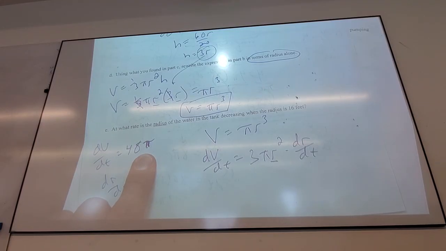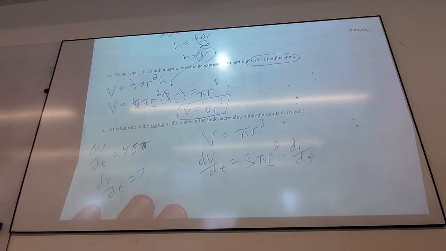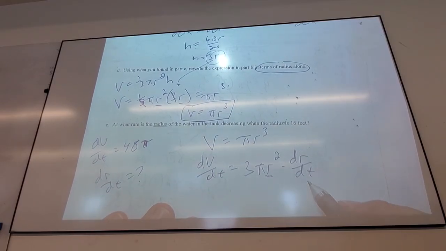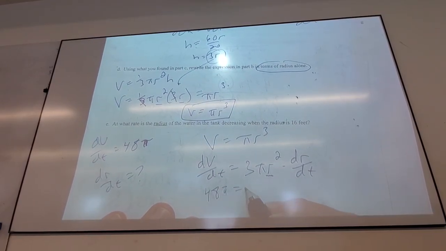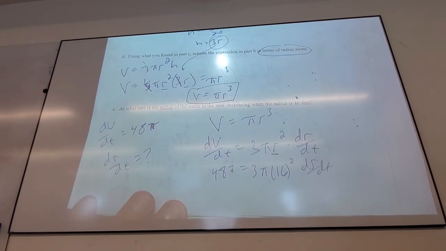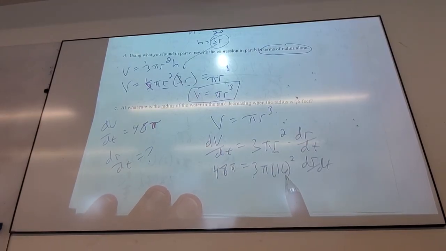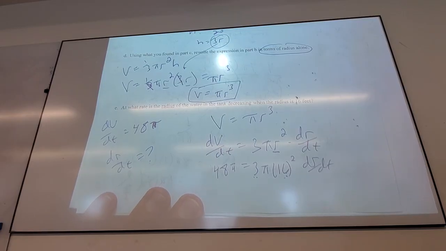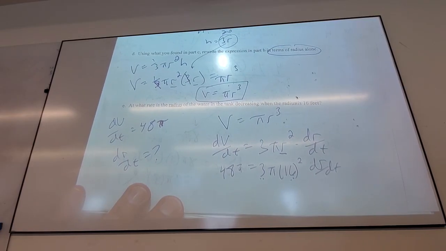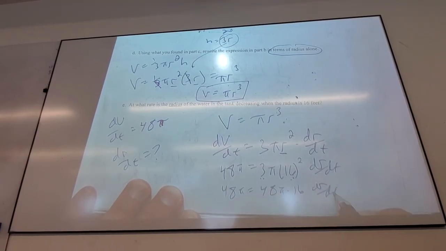It's really nice that it gave you this in terms of pi, because then the pi can just die. Poor little pi. What's r? 16? What's 3 times 16? I know there's a 2 there, right? Which means I could do 3 times 16 is 48 times 16, yes? You see why I want to do that? 48 pi equals 48 pi times 16. Die.